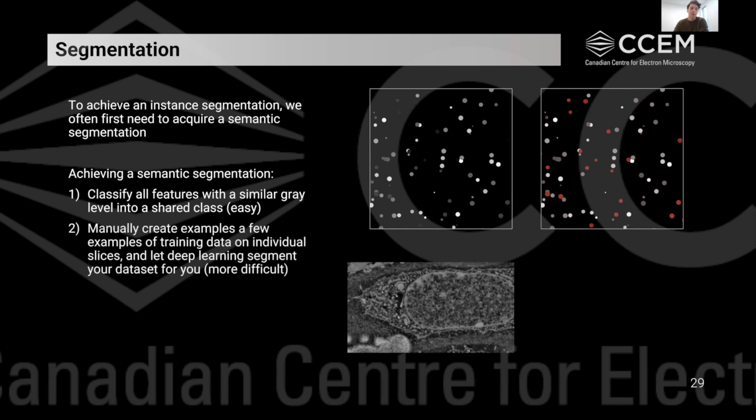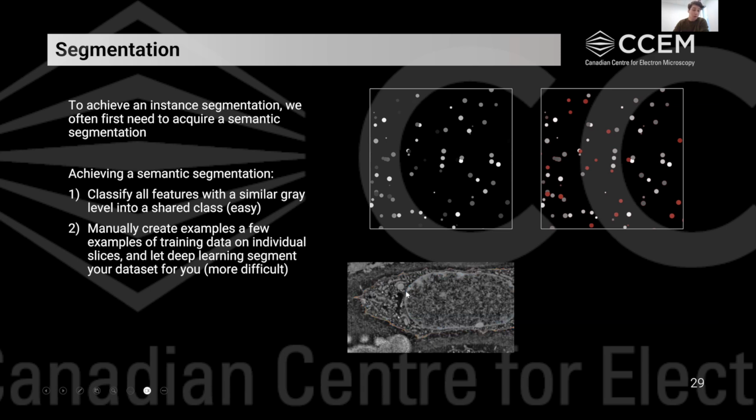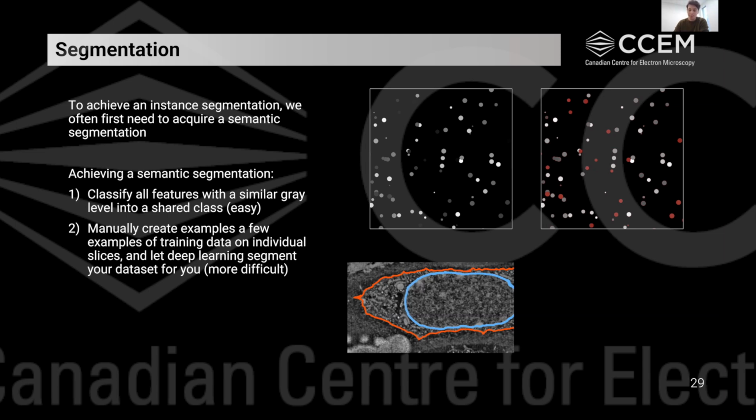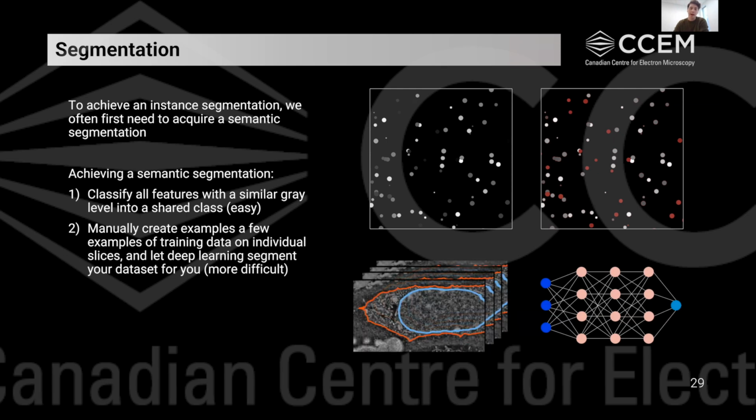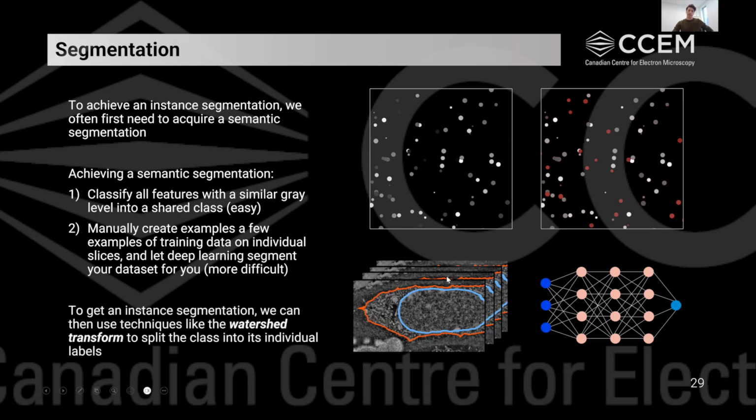So the second thing we can do is to manually create a few examples of training data. So we can paint training data onto the cell, for instance, if we want to delineate the cell membrane from the nuclear membrane here. We can paint a few slices and train a neural network to actually segment our images for us. This tends to be more difficult, but the result is much more robust when we have complicated 3D data. And then if we apply that to the full image stack, what we get is a full 3D volume where all the slices have the plasma membrane and the nuclear membrane segmented appropriately.